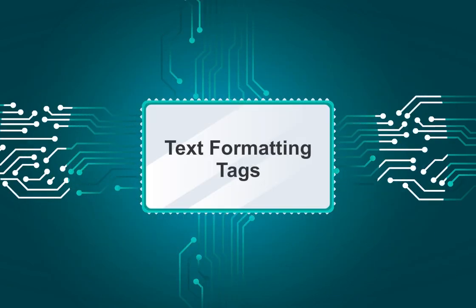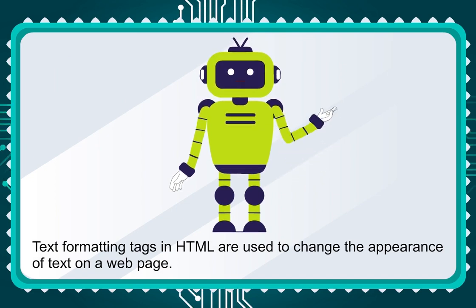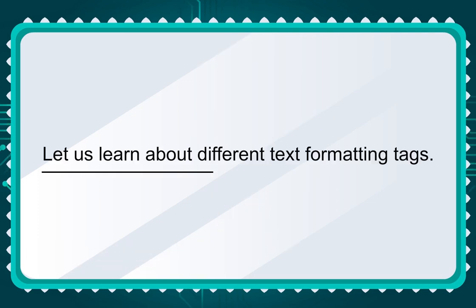Text formatting tags. Text formatting tags in HTML are used to change the appearance of text on a web page. Let us learn about different text formatting tags.